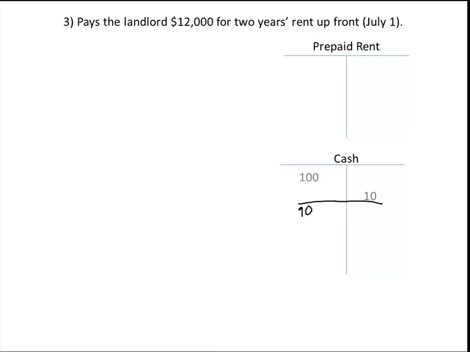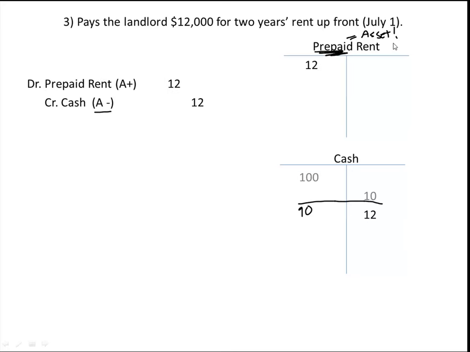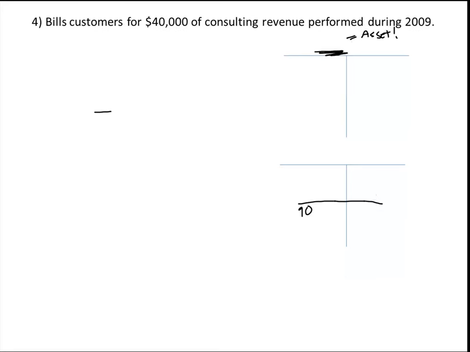So when we reduce our cash, cash is an asset, assets go down on the right. We credit our cash account, and there's our asset going down. We're going to debit our prepaid rent account. Our prepaid rent being a prepaid, this means it's an asset. And assets go up on the left. We're going to debit our prepaid rent on the left and record our prepayment of rent.